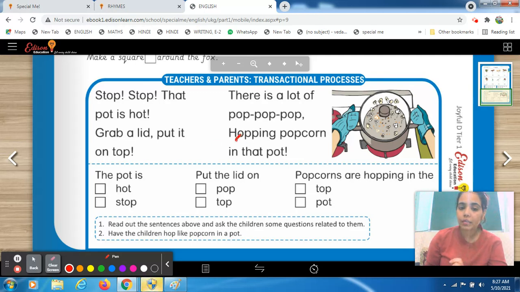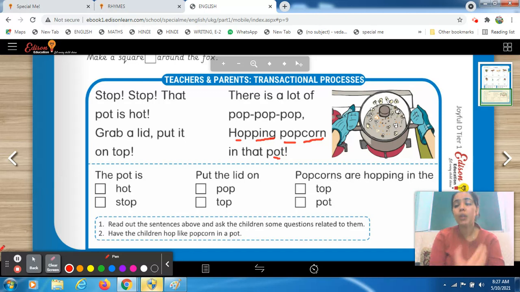Like firstly read this part, hop. Then the next part, ping, hop ping. Okay, next. Hopping, pop, corn. Hopping popcorn. Popcorns kya kar rahe hain inside the pot? Hopping, they are hopping. Where? In that pot. So popcorns are hopping inside that pot.